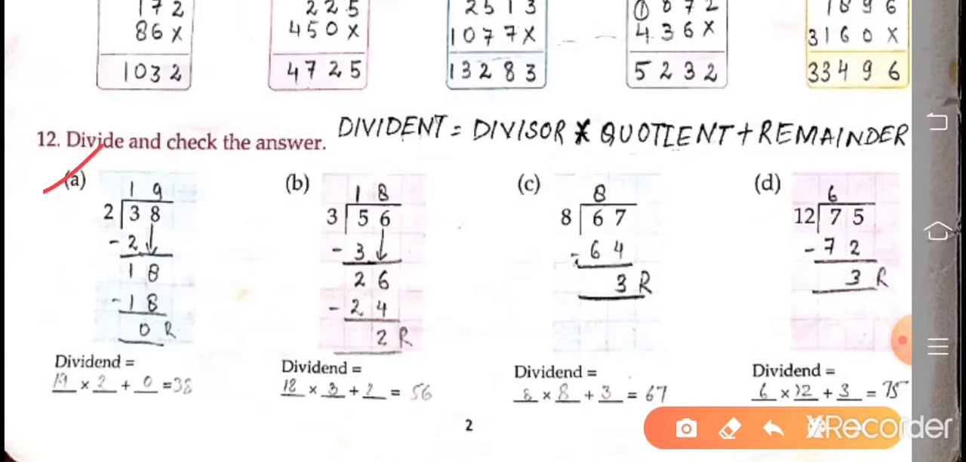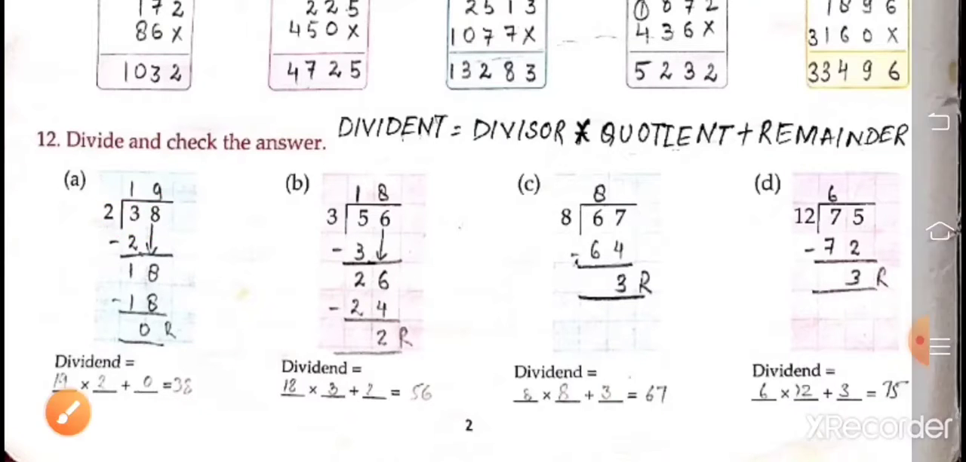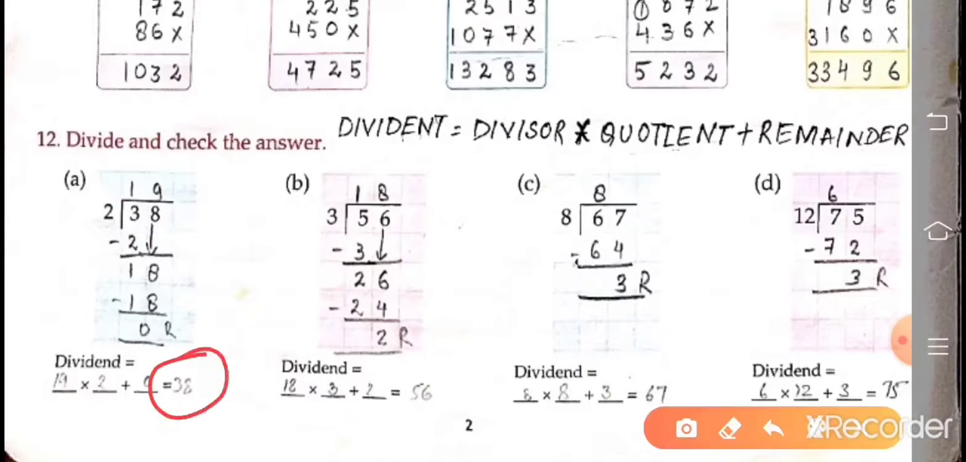A part, 38 divide by 2. So 2 1s are 2 and 3, and 2 9s are 18. Remainder is 0. So dividend equals 19 multiply 2 plus 0. So 38 is the answer. So our answer is correct. 38, this is also 38. So the answer is correct.